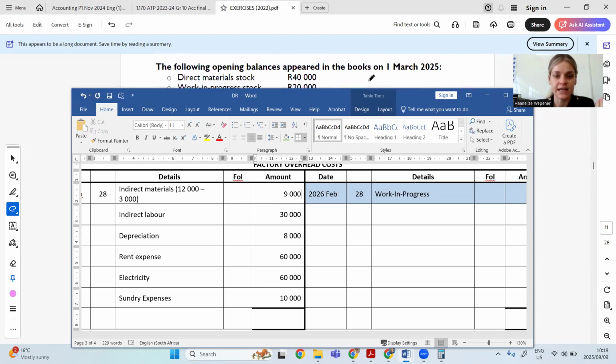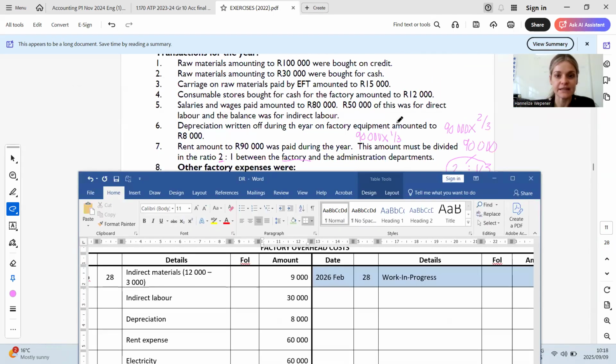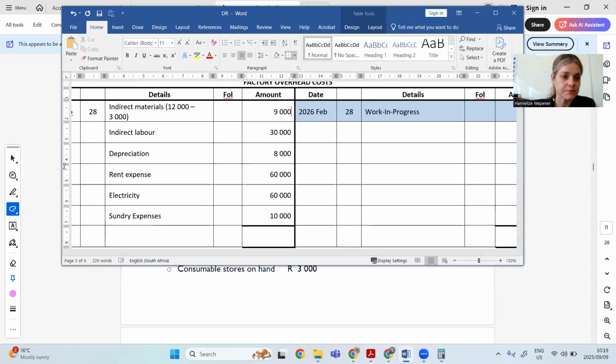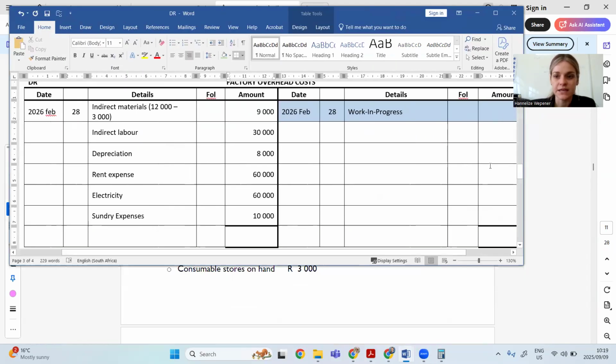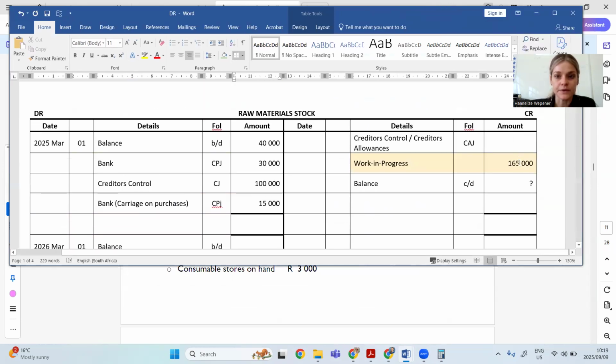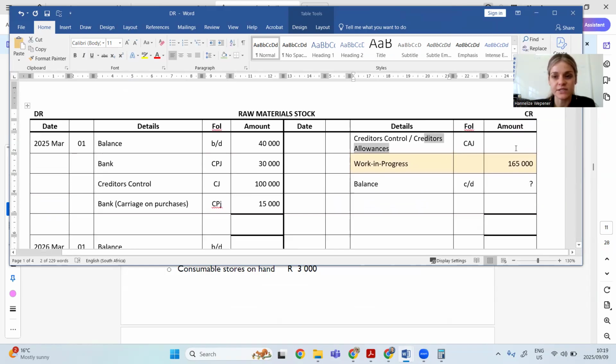Okay, and that was it. They didn't give us any other information except that we still have our cost and our profit here, but nothing about sales or cost of sales, nothing. Okay, so now we go back here. So we need to now find our creditors control, creditors allowances or returns. They didn't say that we had any, so it's just 0, nothing.